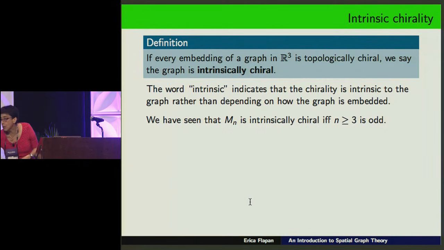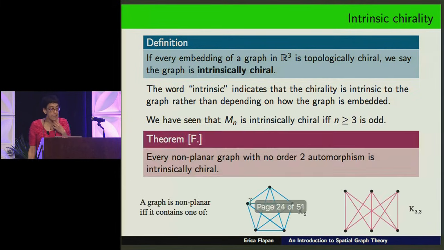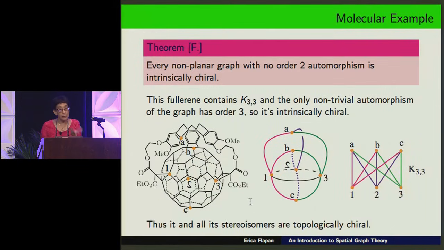And the natural question comes, well, are there others? I mean, this is a Mobius ladder. It's a very specialized graph. Can we get other graphs which are intrinsically chiral? And here I have a theorem which says every non-planar graph with no order 2 automorphism is intrinsically chiral. So non-planar is the same by Kuratowski's theorem as a graph that contains K5 or K33, which I've drawn at the bottom there. Okay, so here's an example.